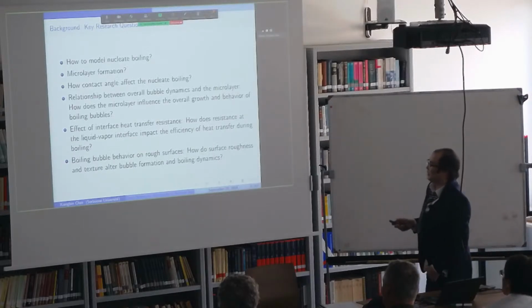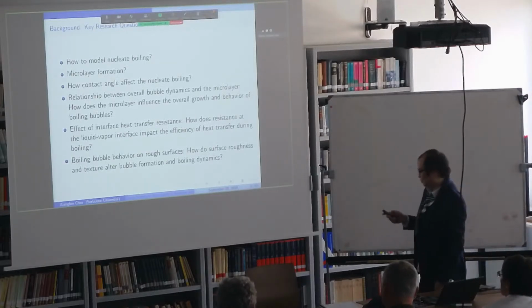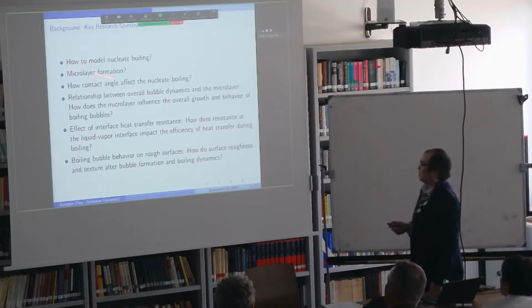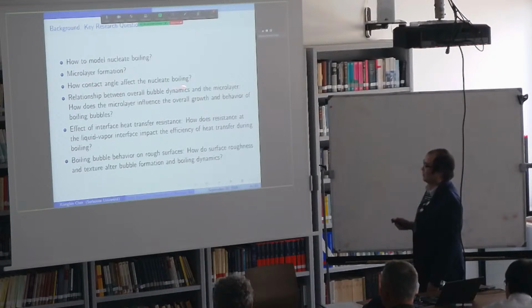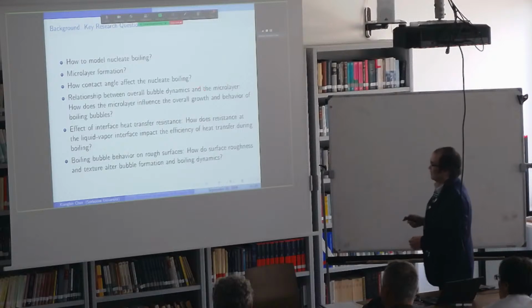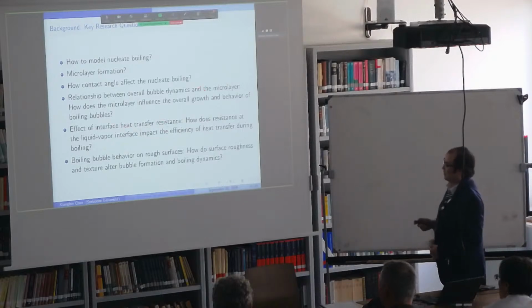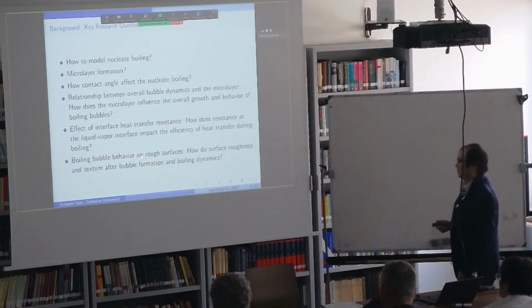Next, the problems we want to try to answer are: first, how to model the boiling problem along with the micro layer formation; then, we want to investigate the contact angle effect in the boiling phenomenon; next, the relationship between the overall boiling and the micro layer; next, we want to find the impact of the interface heat transfer resistance; and finally, we will have a try at boiling bubble behavior on rough surfaces.